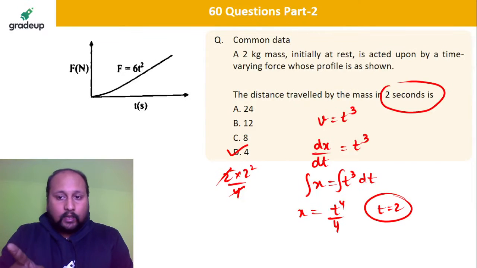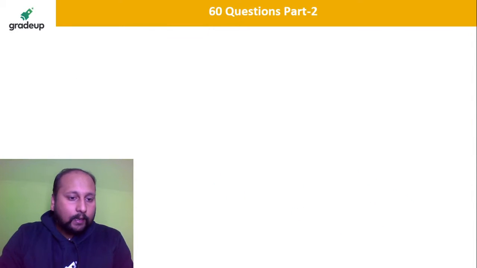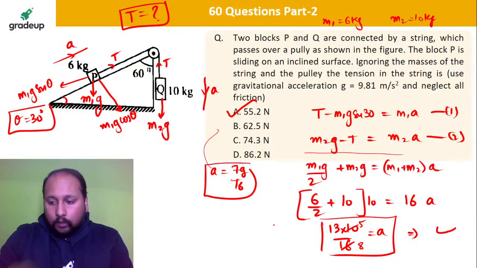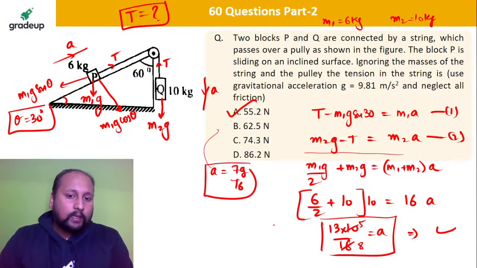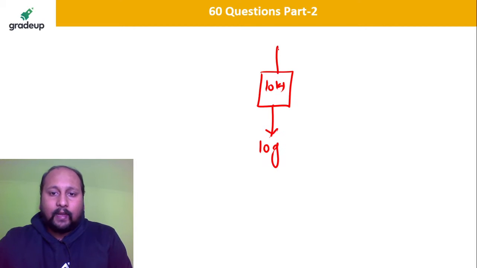So the correct answer is option D, that is 4 meter. Now let's come back to this problem. We're having some doubts: sir, how to draw the sign convention? It's very easy. Let us suppose this was a 10 kg. So definitely we'll be having a weight of 10g and we'll be having a tension T. Let us suppose this body is moving in the downward direction.